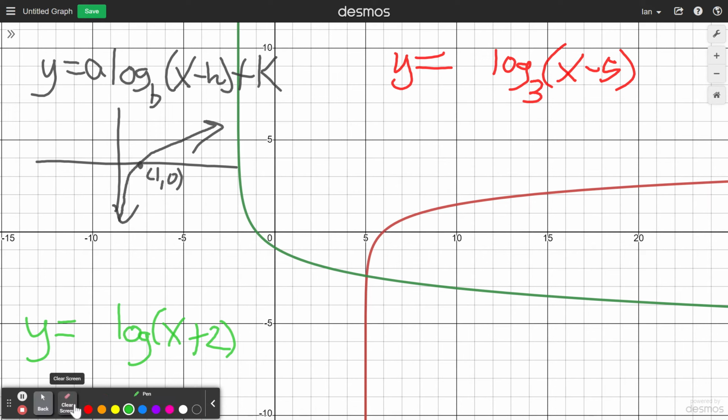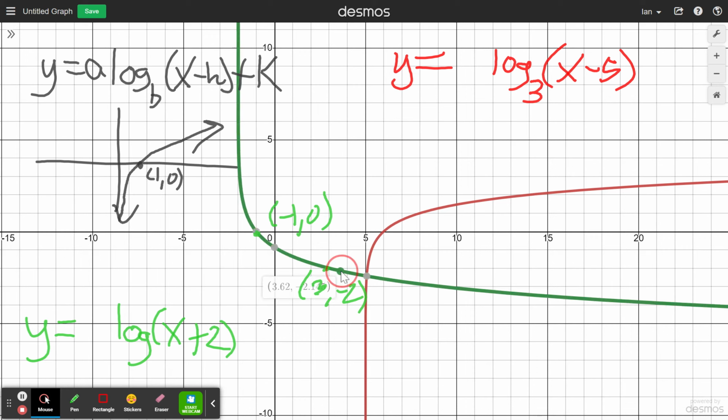All right, so like I said here, let's label those points. What did we just have? Here is (-1, 0). Where do we get the next nice whole number? Right there, (3, -2). I'm just looking for whole numbers because they're things that we can work with.